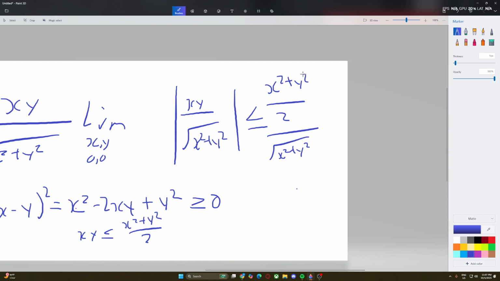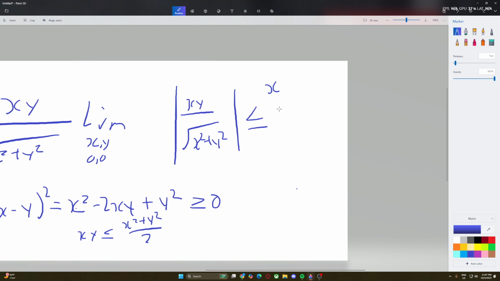Now, this is true because at the very least it's equal to it from here and here, but other than that, it must always be greater than this. This term must always be greater than this, because we wrote that this is greater than xy. So at the very least it's equal, but further than that, it's always going to be greater. So this is why this is true.